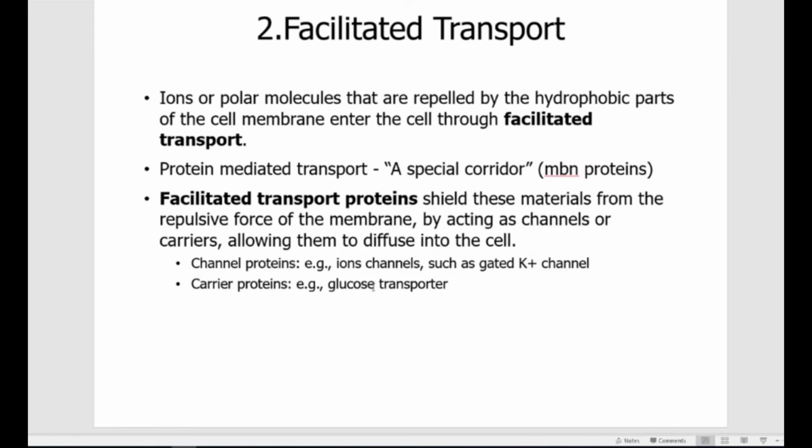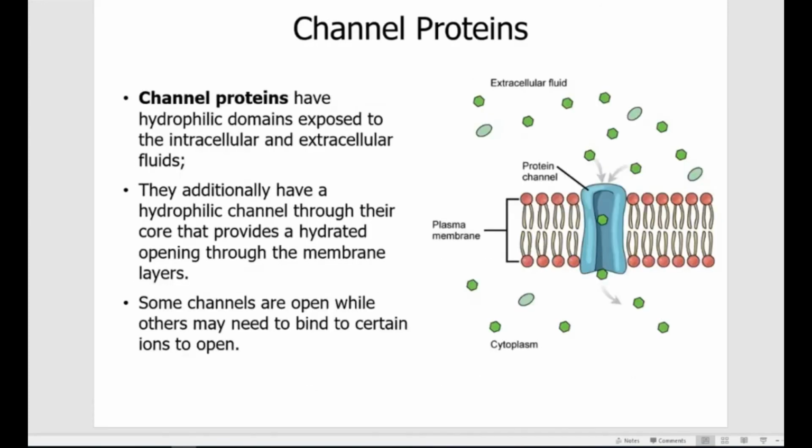So we have two types of helper proteins. The first one is called channel proteins. They will form channels, and a lot of times these channels will help ions to move through. We may also have carrier proteins. So for example, glucose transporter. So this particular protein can carry glucose and move it from outside to inside of the cell. Okay, so this is an example of a channel protein.